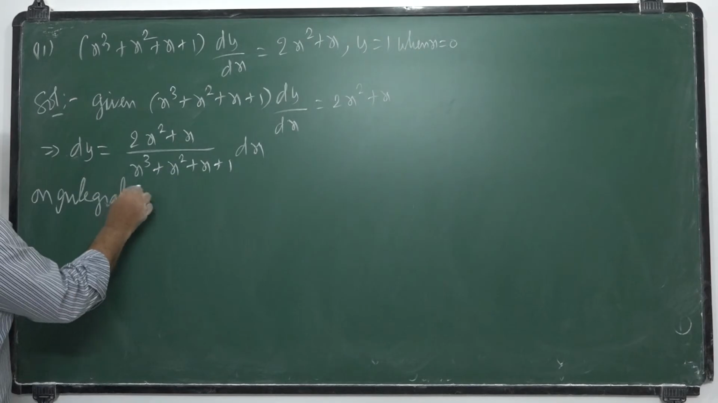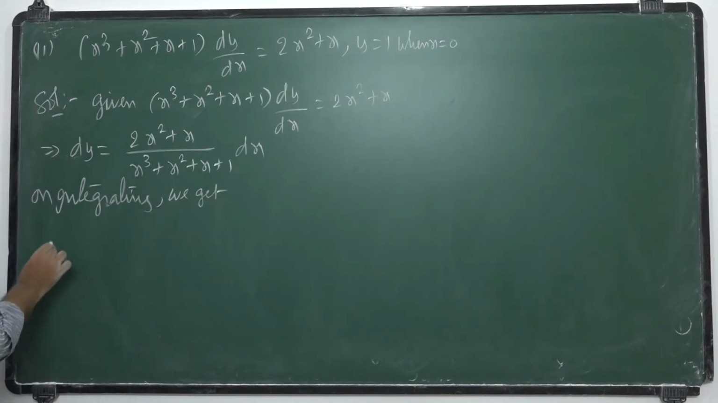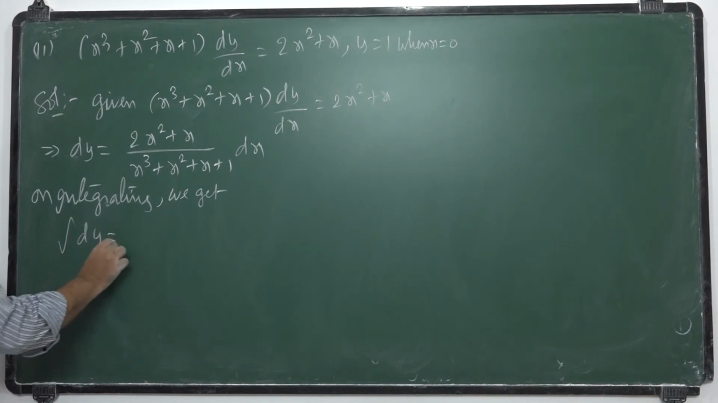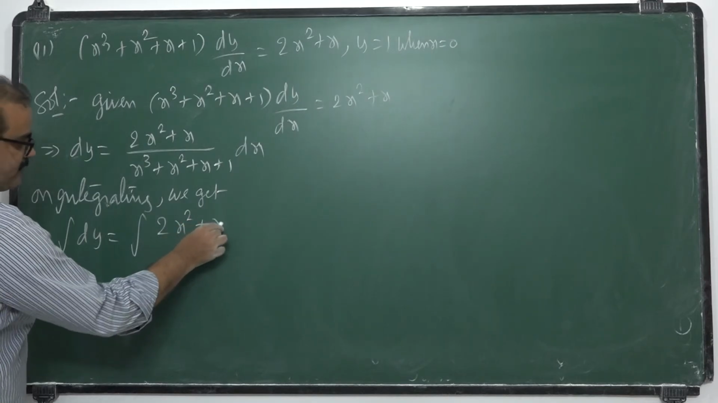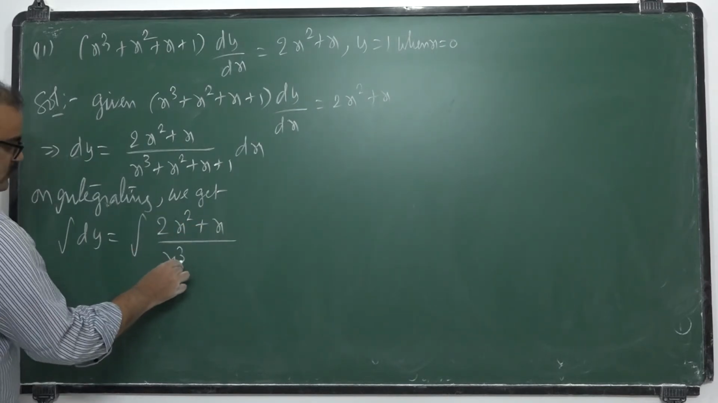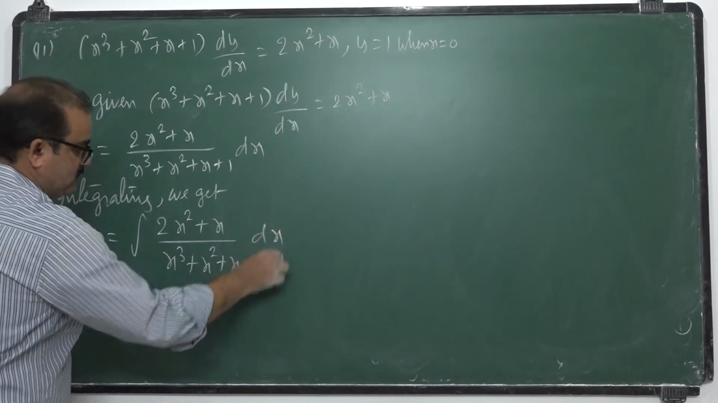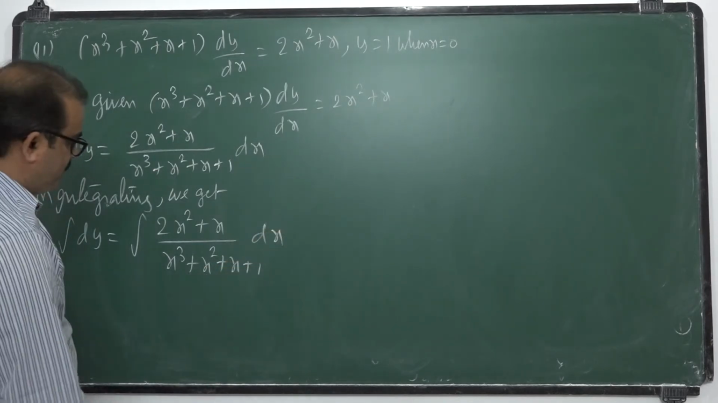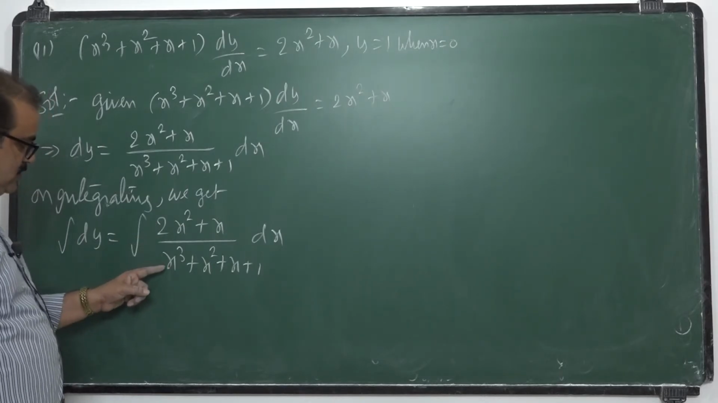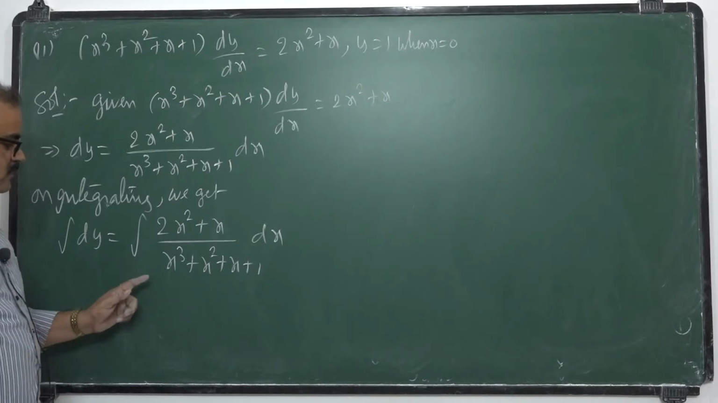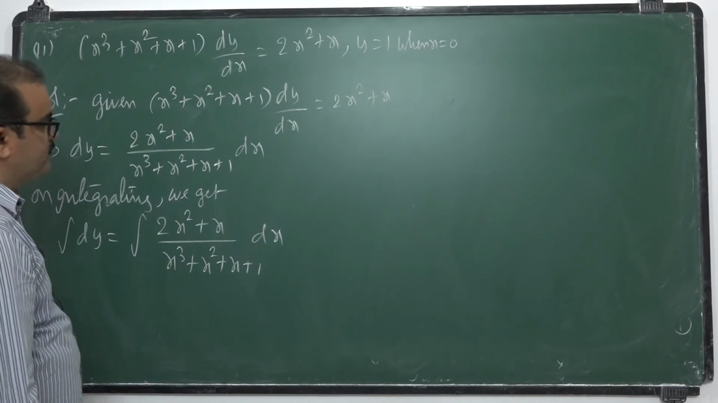On integrating, we get integral dy is equal to integral (2x square plus x) by (x cube plus x square plus x plus 1) into dx. Here observe that the numerator is not the derivative of the denominator. Okay, now we calculate this integration separately.